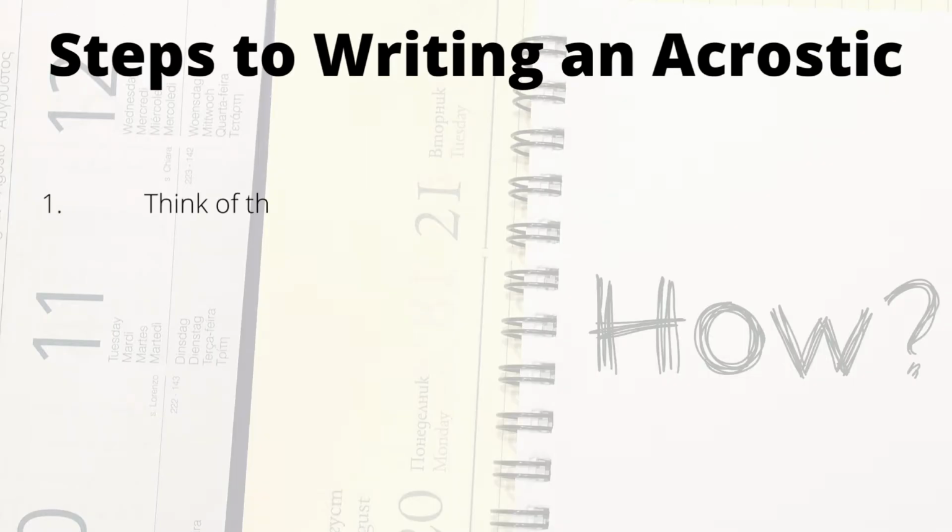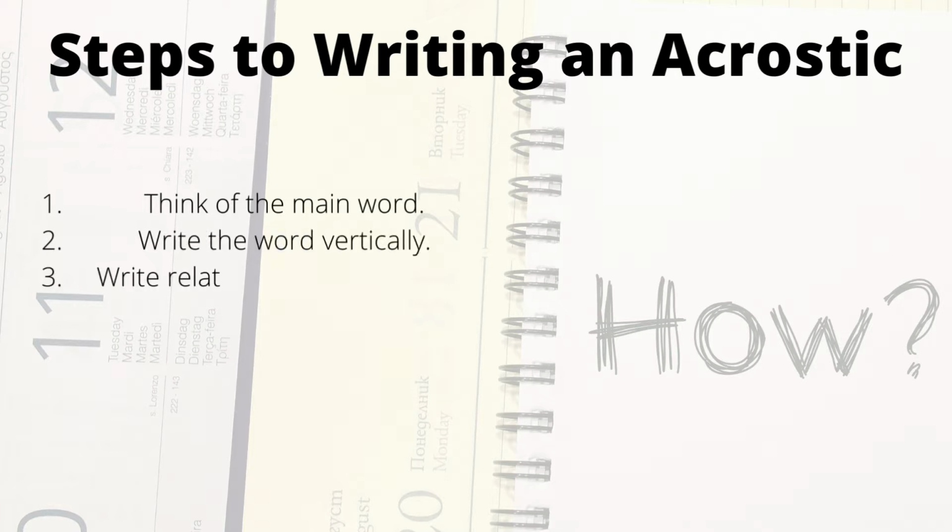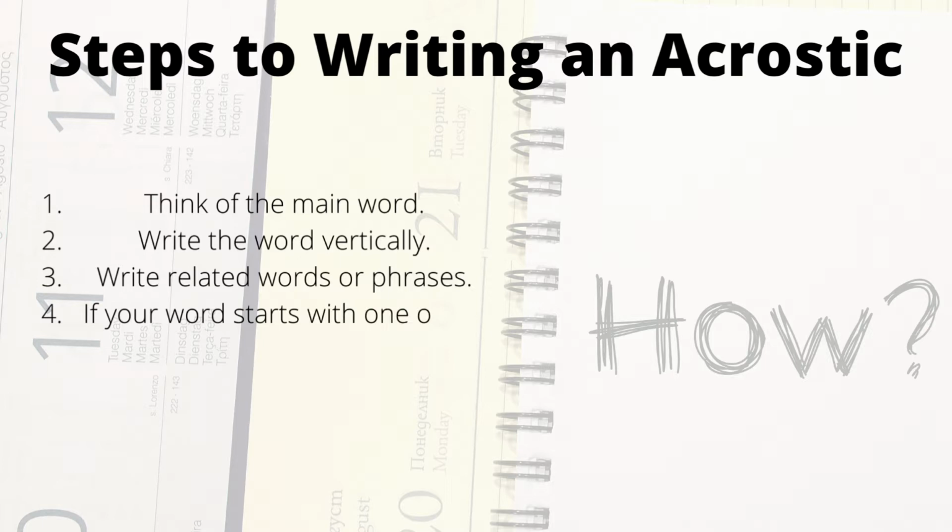Here are some helpful steps to guide you on writing your first acrostic poem. Step number 1. Think of a main word you want your poem to be about. It can be about family, hope, inspirations, or birthdays. The decision is up to you.